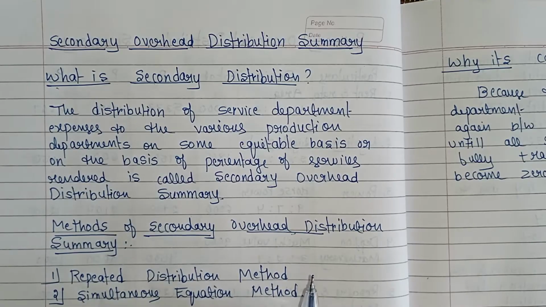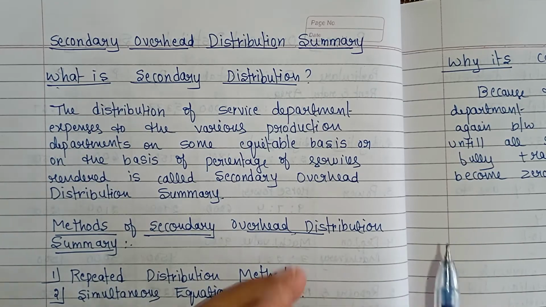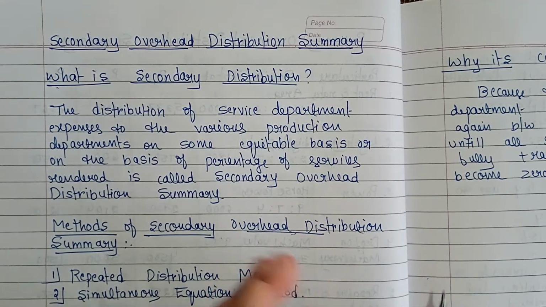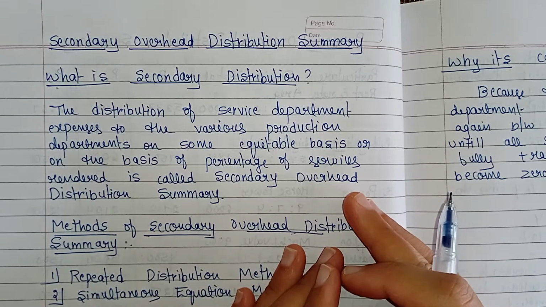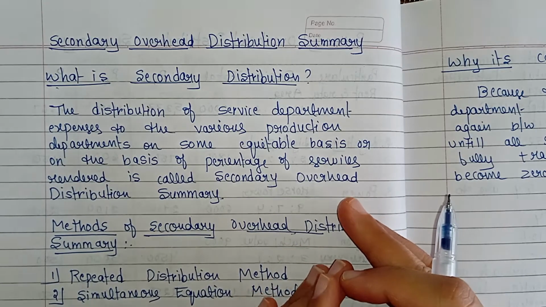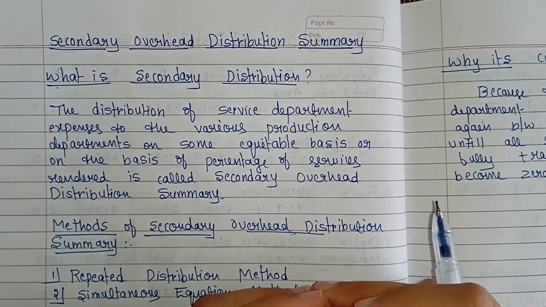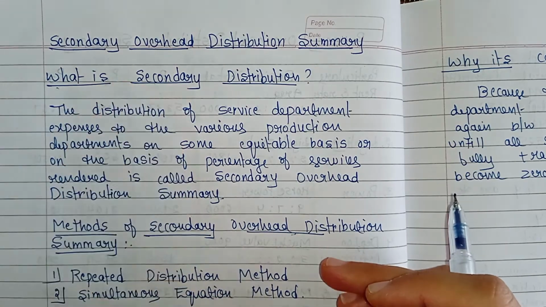Today we will learn about the secondary overhead distribution summary. We have completed the primary distribution of overheads. Here, all overhead costs are allocated or apportioned to both production and service departments. So our next step is secondary distribution.